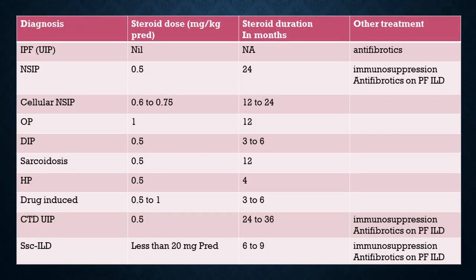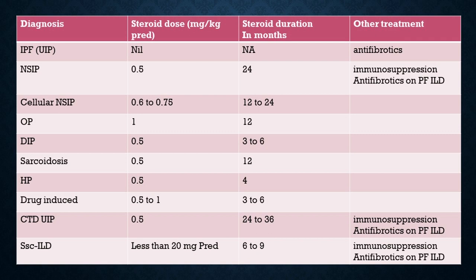Overview on the dose of steroids and the duration of steroids. This is not written in stone, and not everything is based on prospective randomized studies, but this is from consensus guidelines and kind of what we follow. I'm not going into the depths, but for someone like NSIP, sarcoid, DIP, CTD-ILD, it's 0.5 milligram per kg steroids. If you have a cellular NSIP where the inflammation is more, then 0.6 to 0.75 mg per kg steroids. If you have organizing pneumonia, one or more than 1 mg per kg steroid.